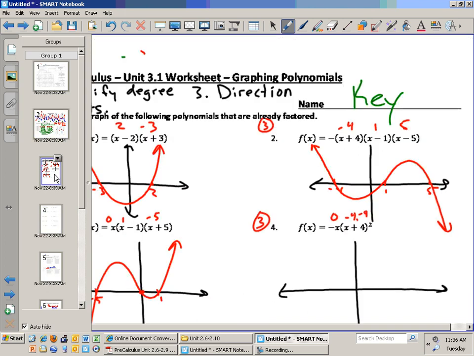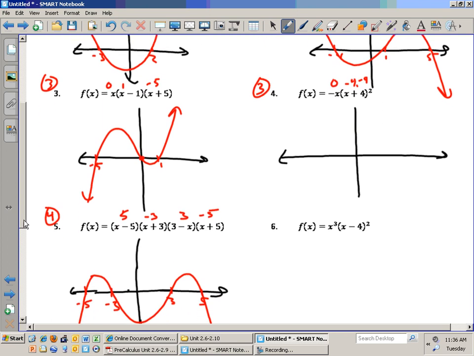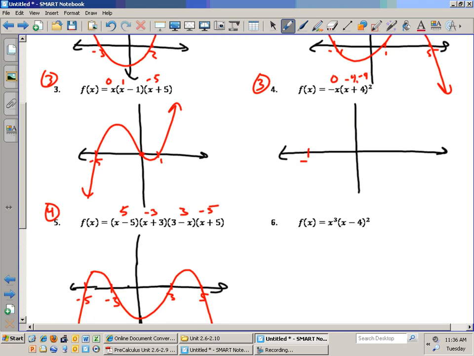So let's look back at this one. Okay? We got -4 and you got 0. Is it going to start up and finish down, or start down and finish up? Start up and finish down. Single or double root at -4, right? So I come down and I touch tangent. I bounce off and pass through 0. Does that make sense?